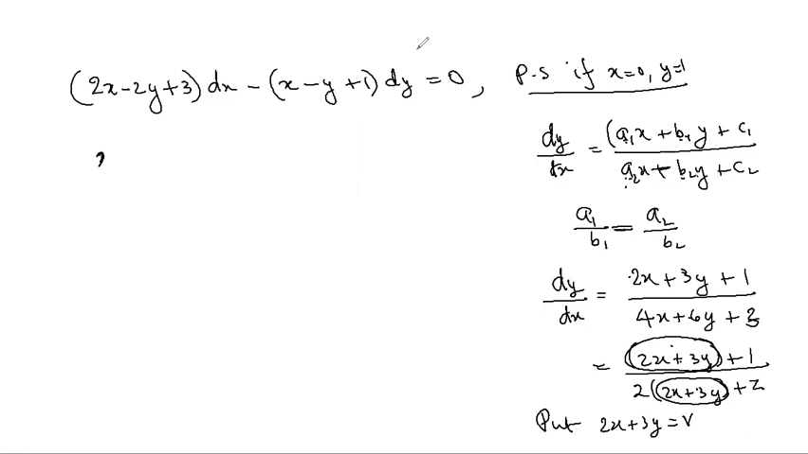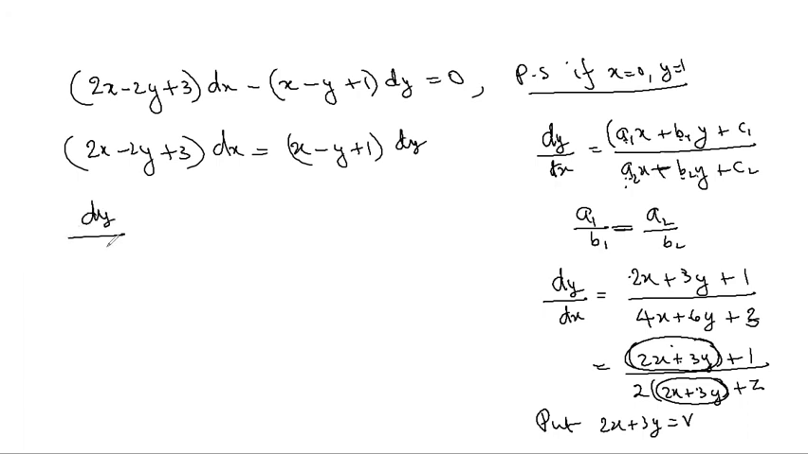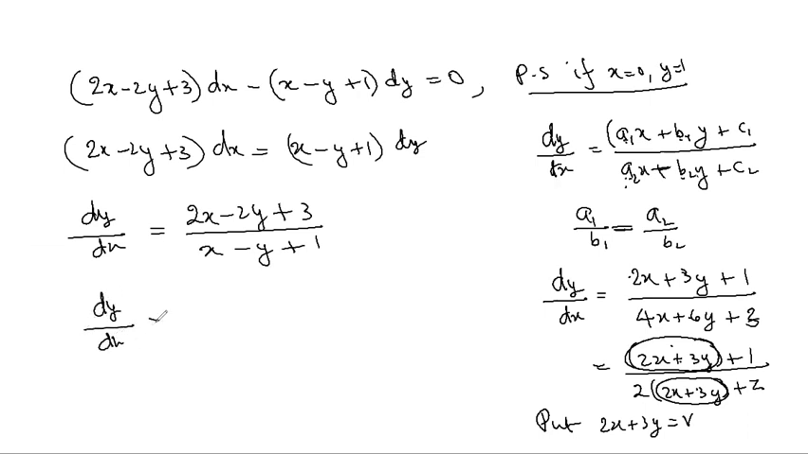So I'm going to make dy by dx the subject. This goes to the other side: (2x minus 2y plus 3) dx is (x minus y plus 1) dy. So dy by dx will be 2x minus 2y plus 3 upon x minus y plus 1. Taking 2 common, dy by dx is 2(x minus y) plus 3 upon (x minus y) plus 1. So we got a common term. We will put x minus y as v.